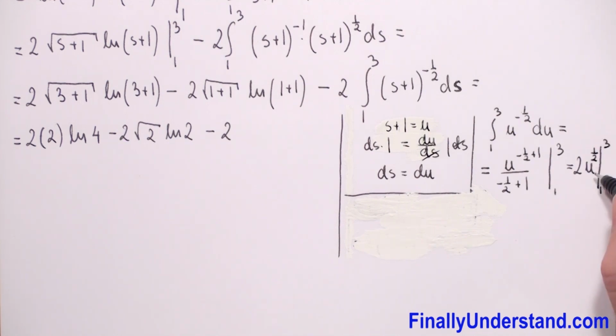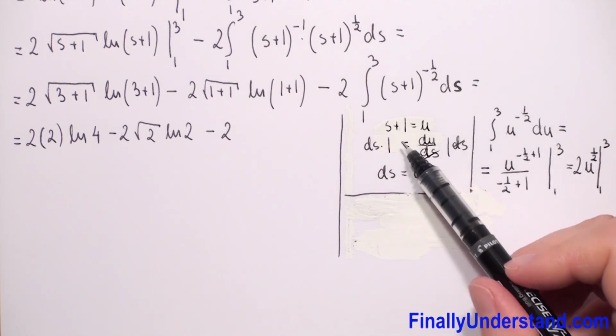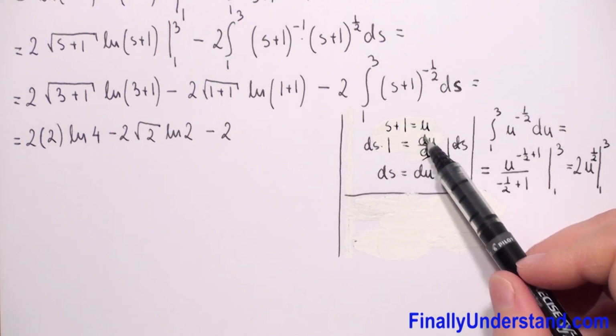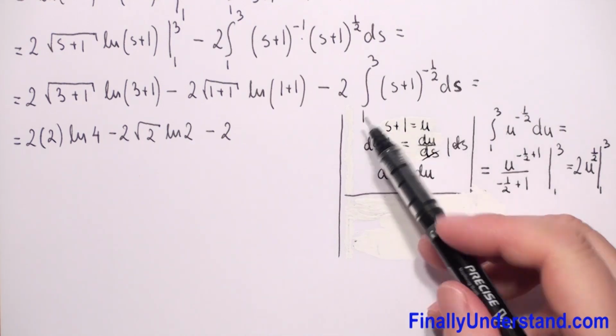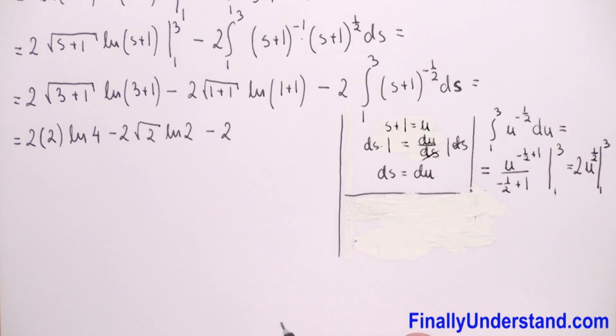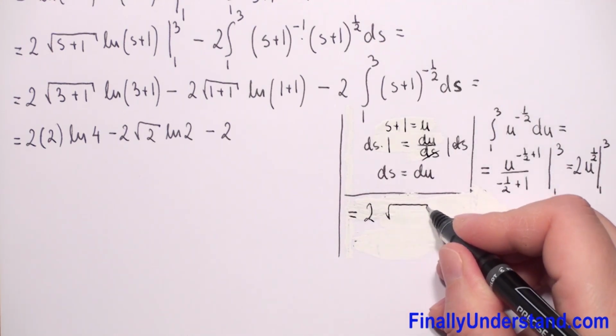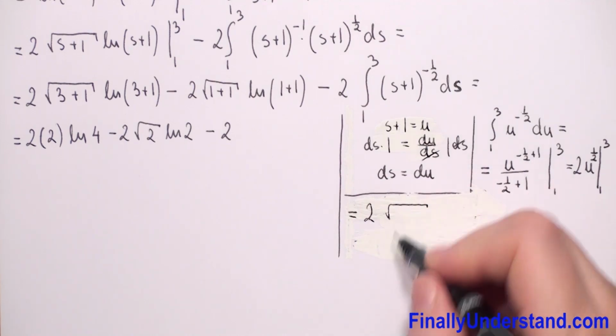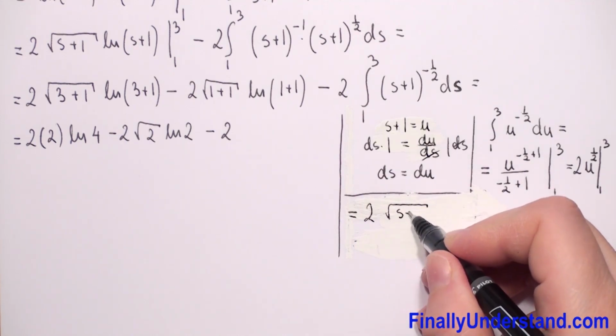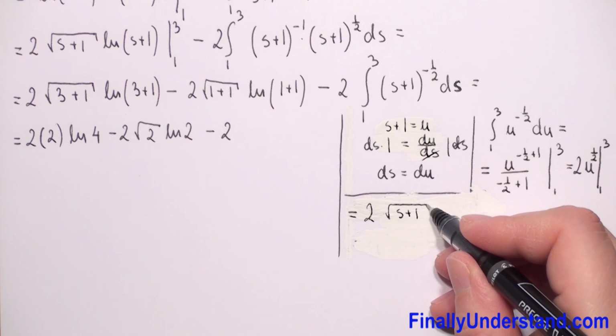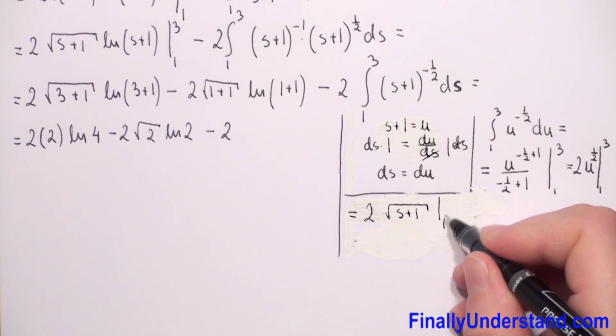Now we have to come back to our substitution. Why? Because I didn't change the limits. I substitute s plus 1 by u, but I didn't change the limits 1 and 3. So now we have to come back to the substitution. So this is equal 2. And because we have to power 1/2, so I will have square root of, for u I just put s plus 1. And we have limits from 1 to 3.